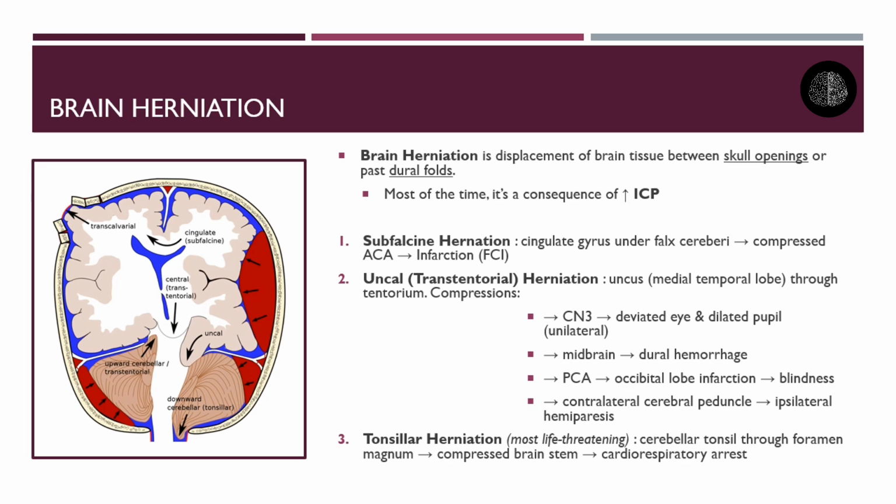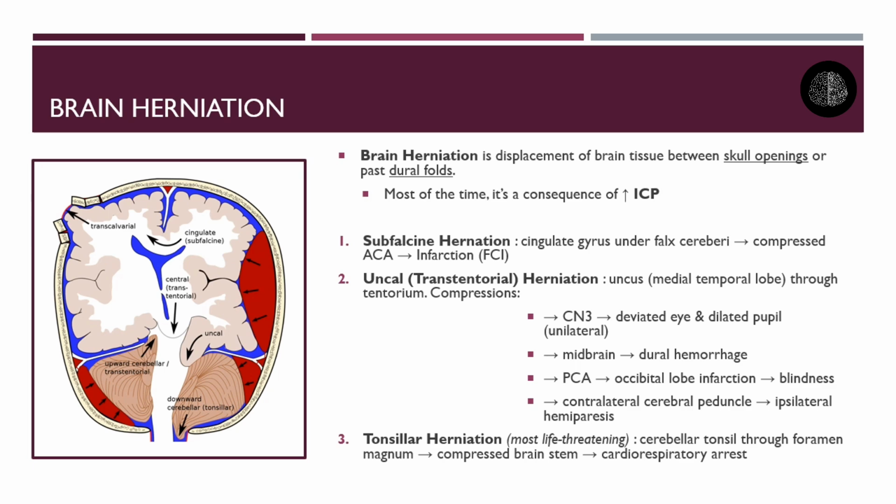Least life-threatening so far. But the transtentorial herniation is when the uncus, the medial temporal lobe on the right or left, goes through the tentorium. So from there, it can compress four things. Still less life-threatening, but more life-threatening than subfalcine herniation. From there, it can block the oculomotor nerve, CN3, and it causes deviated eye and dilated pupil unilateral to the herniation.